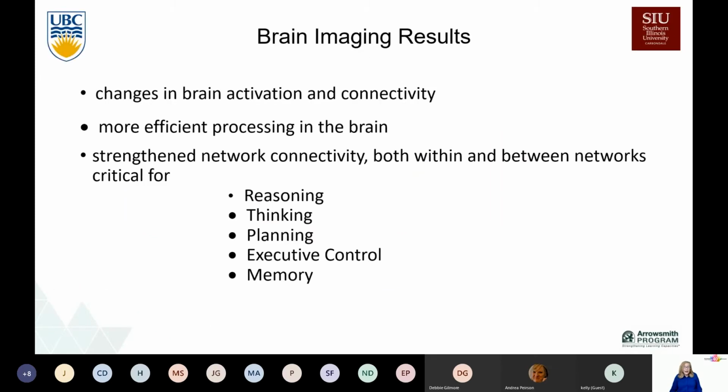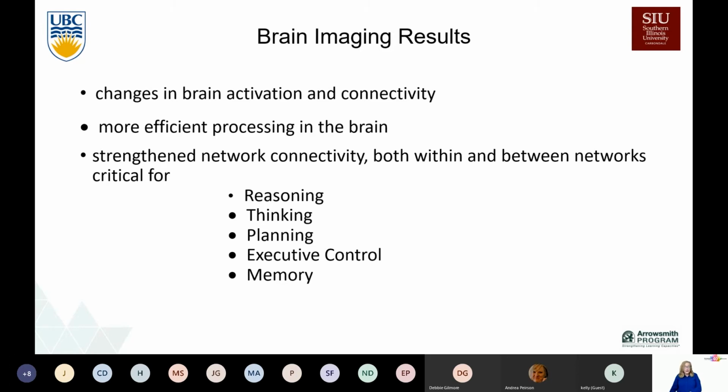And so overall, the imaging results for the cognitive intensive: we're seeing changes in brain activation and connectivity, more efficient processing in the brain, and strengthened network connectivity both within and between networks that are critical for reasoning, thinking, planning, executive control, and also memory, all very essential. So the premise of the program is, again, that differential stimulation. You target the cognitive function that you want to strengthen through the application of the program or the exercise. And what we're seeing is it is leading to changes in the brain.